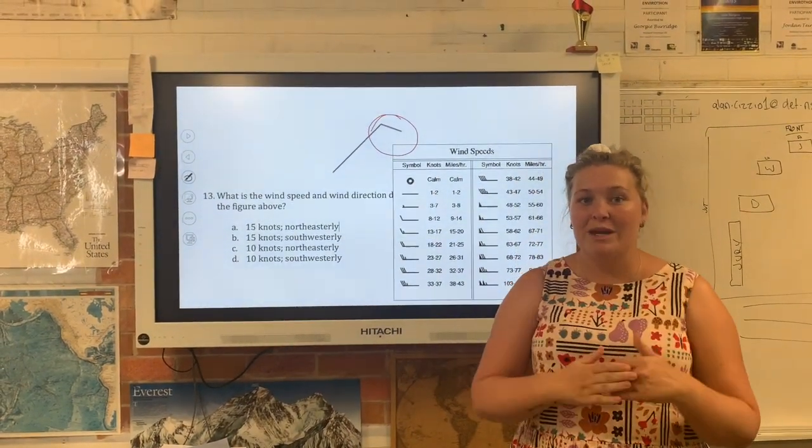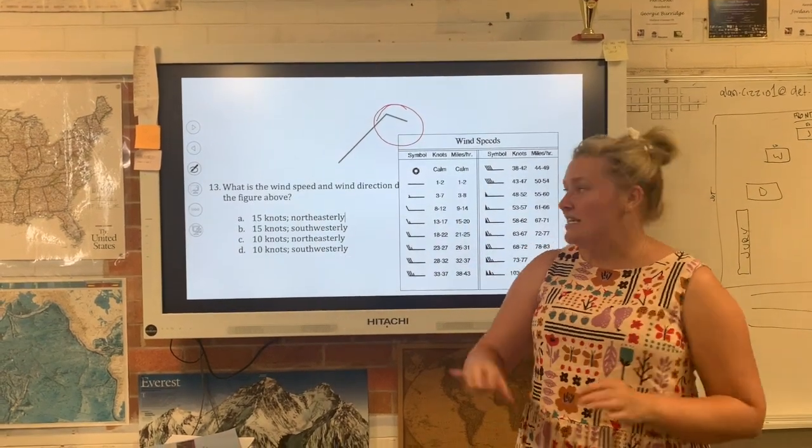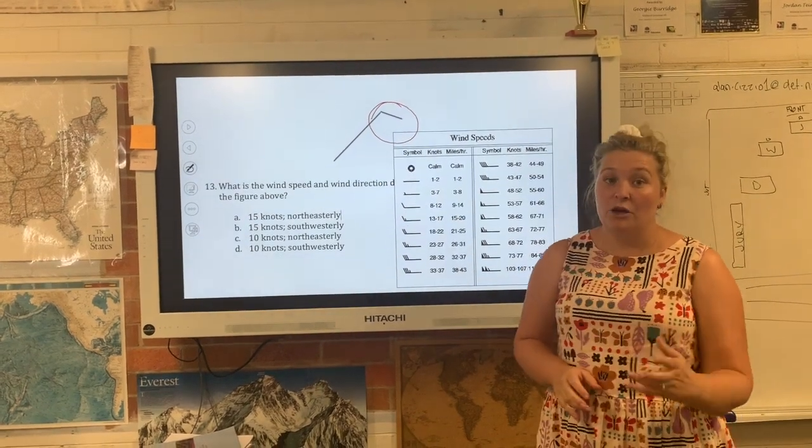And this tells us the wind speed at any given location. It's quite easy to do. All you need to check is the legend that's on your map, and each feather or half feather is going to be worth a certain amount.